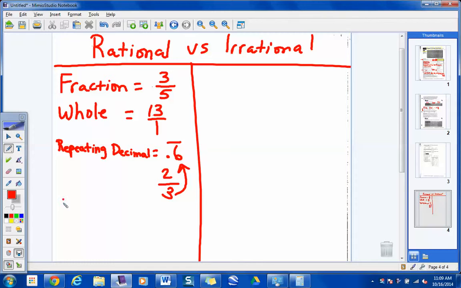Okay. Here's another one. The word I'm going to use is terminate. It terminates or it stops. In other words, it fits in your window and it doesn't completely fill it up. So here's an example. It terminates. Let me think of a good one. Oh, I know. 2.25.